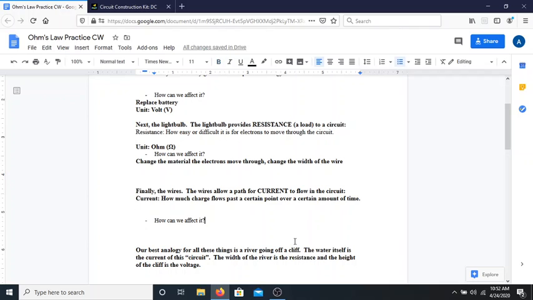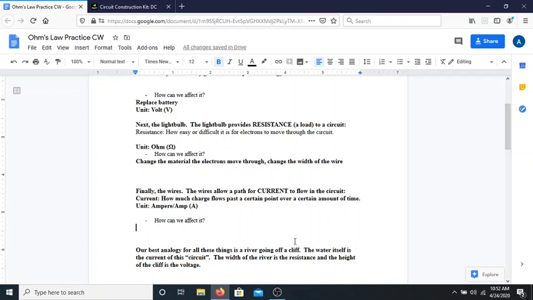Now, for us, the unit for current is going to be an ampere, or an amp. So ampere, amp, and the unit is just capital A. And once again, current is just measuring how much charge, how many electrons flow past a certain point over a certain amount of time.